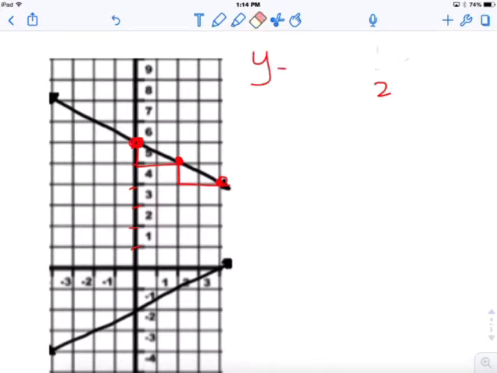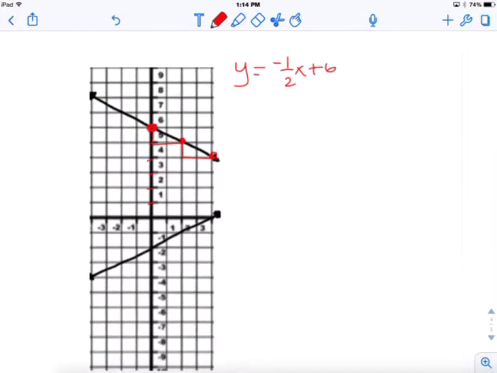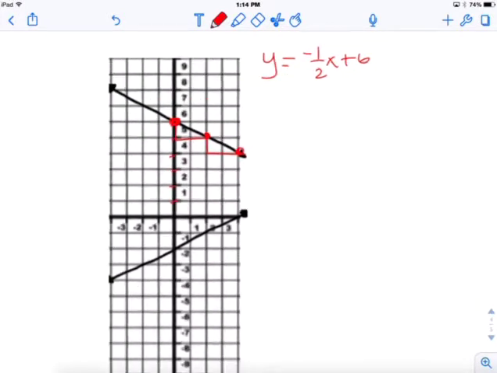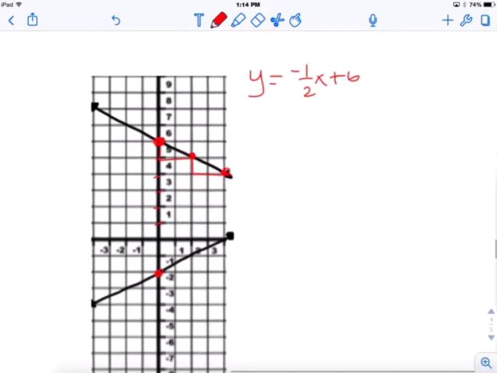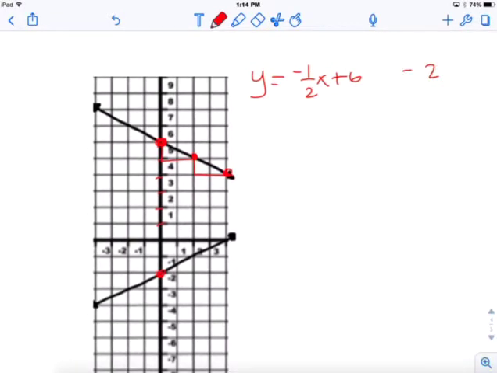Or you can write it this way. Negative 1/2 x plus 6, whichever one. Same thing, okay? And this one here, start out at negative 2. And then you're going up 1 over 2, 1 over 2, plus 1/2 x.